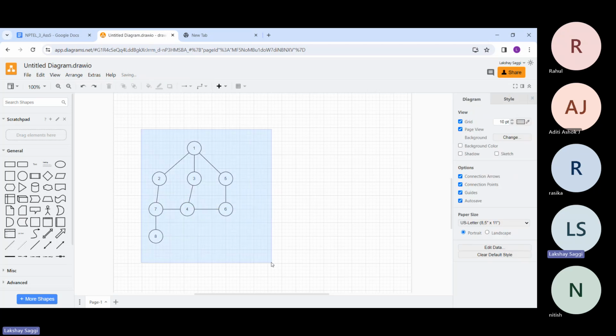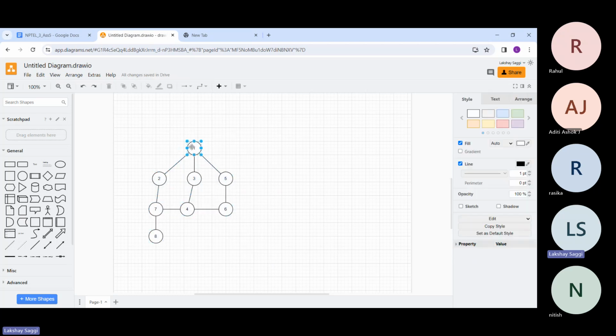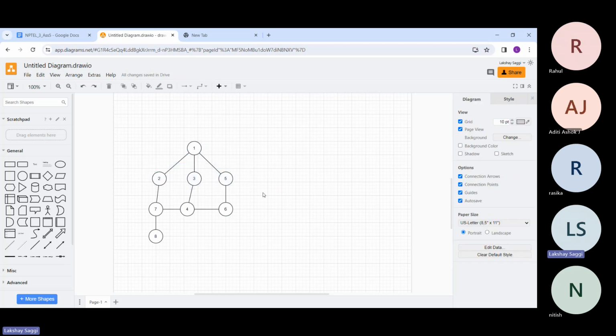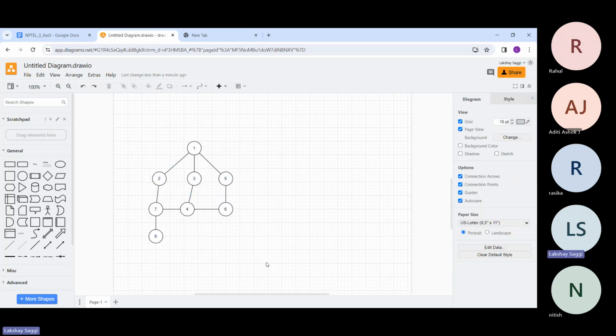But note that this will actually be the graph, and this will be the order in which BFS will traverse. From 1, we'll first be traversing 2, 3, and 5. Then we'll traverse 7, 4, 6. And then we'll come to 8. So looking at the graph gives us an easier picture.